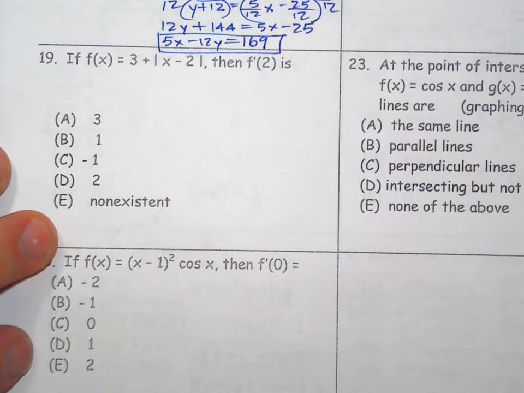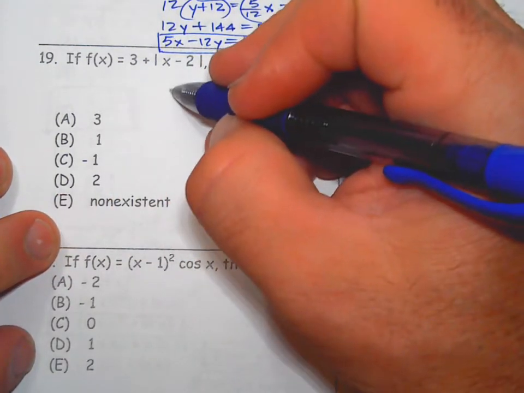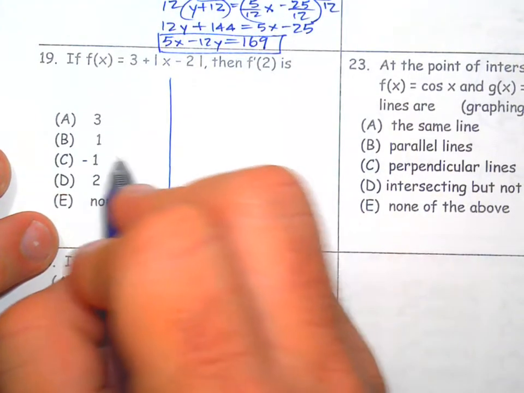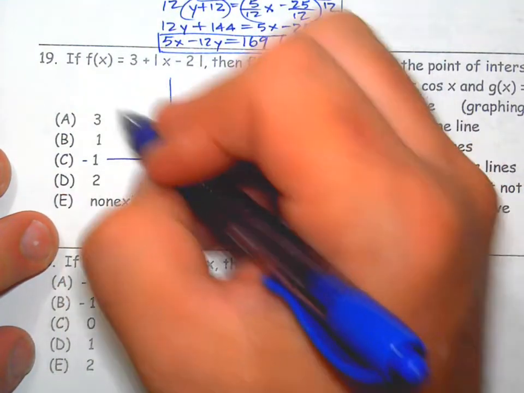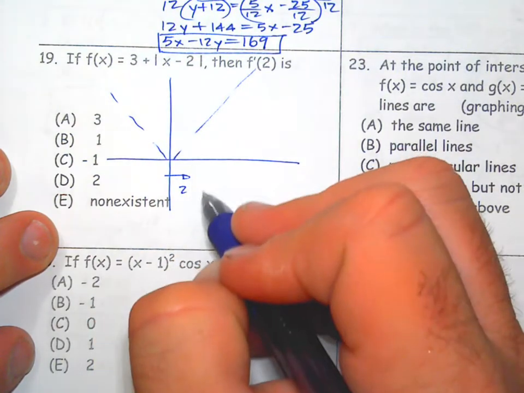Okay, we're looking for the derivative of this absolute value function. So what we've done just recently is just draw a picture of it. What is this? This would be a V graph like this, right? But it's been moved to the right 2 and up 3.